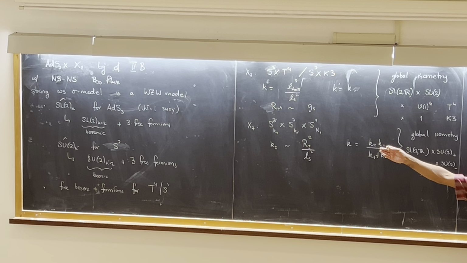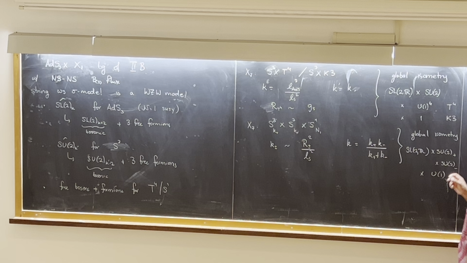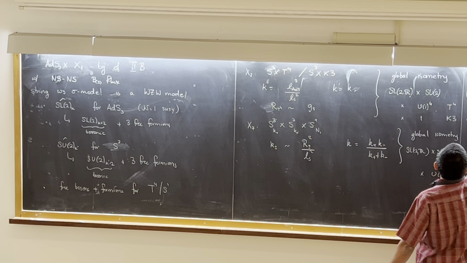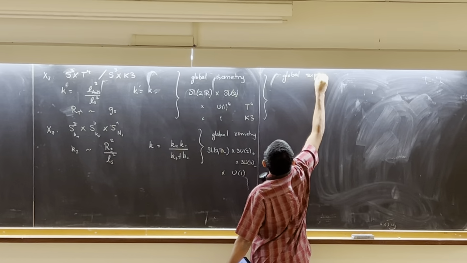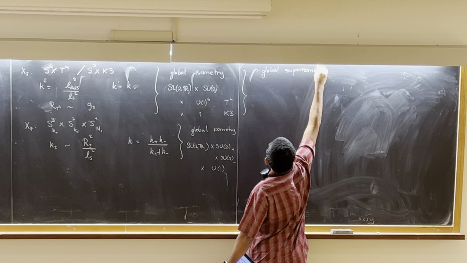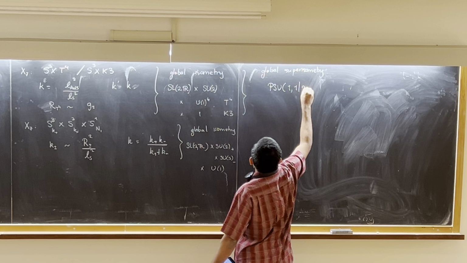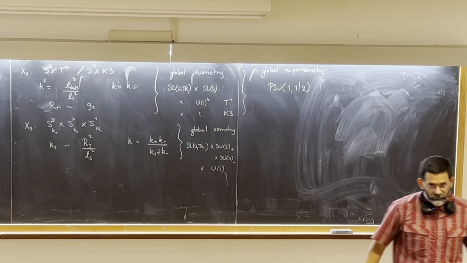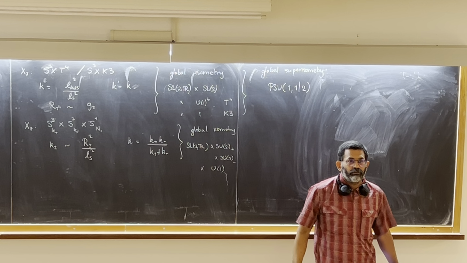Now, these solutions preserve, as I said, some supersymmetry. So this global isometry embeds into a global superisometry algebra. So in addition to Killing vectors of these geometries, there are Killing spinors. And if you combine with the Killing spinors, in these two cases, the global superisometry algebra is the superalgebra PSU(1,1|2), which has bosonic subalgebra given by this SL2R times SU2.